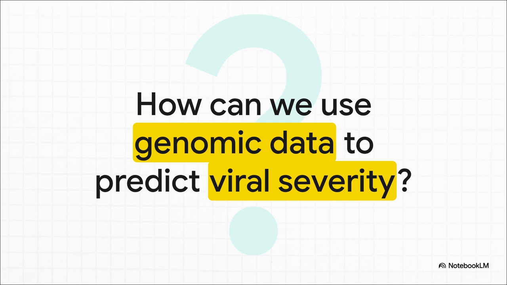We are generating a huge amount of genomic data through all this surveillance sequencing, so the next frontier has to be this. How can we move beyond just identifying the virus to actually using that genomic data to predict which patients are at the highest risk for severe disease, even when we can't treat the virus itself?